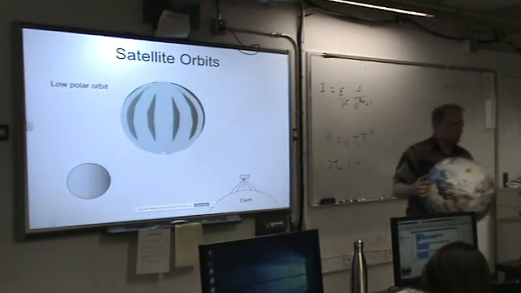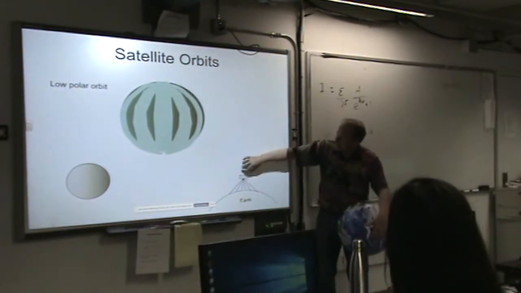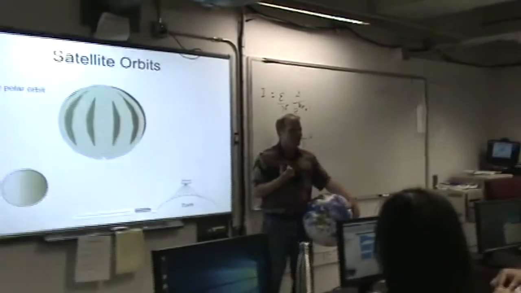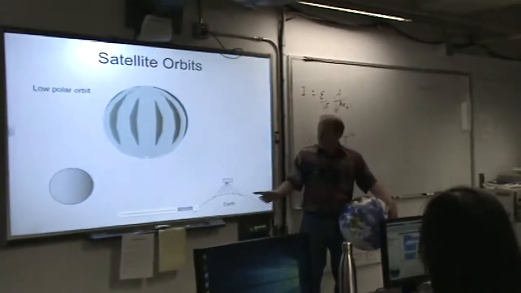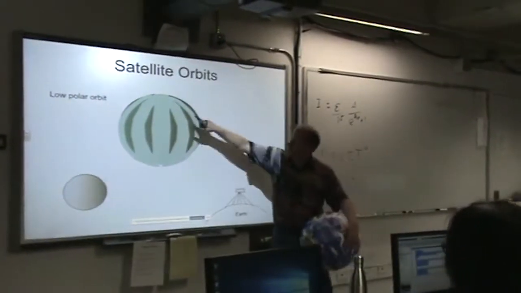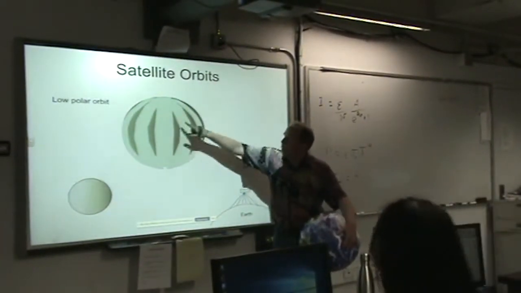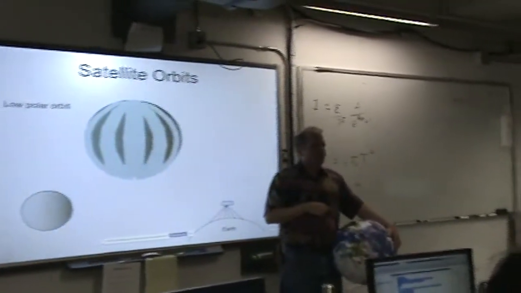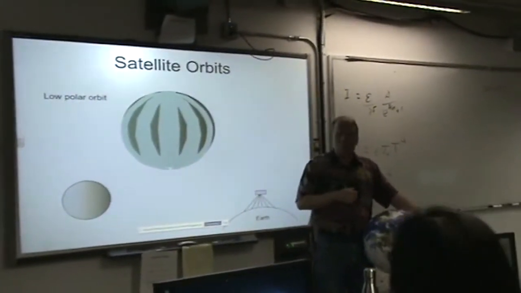Not as much, okay? Because the satellite is down pretty close. We want to be close so we can get a good look. But what you give up is you're not seeing the whole Earth. So when we're going around like that, we're kind of missing parts of the Earth. This, of course, is a little bit of a problem.